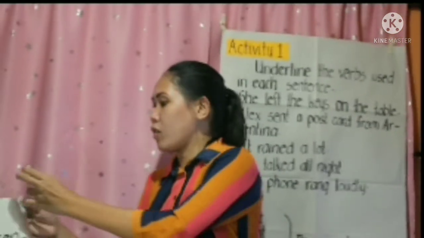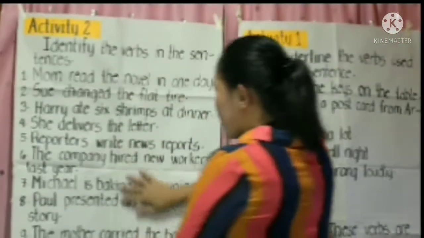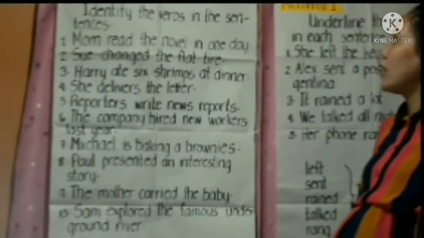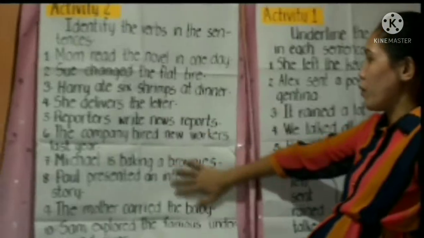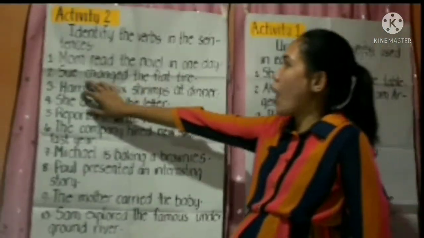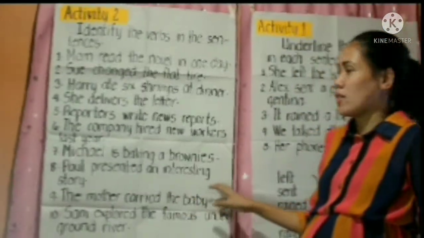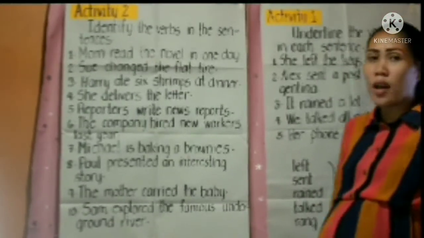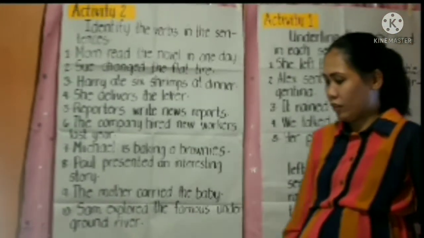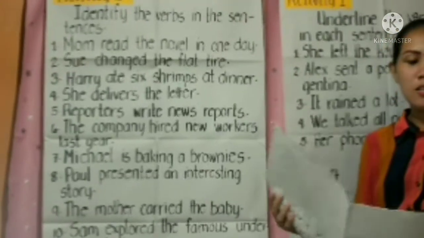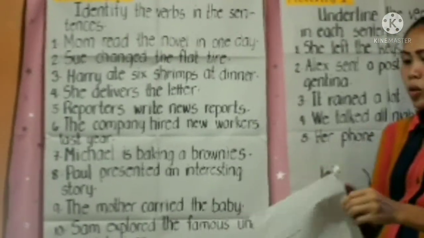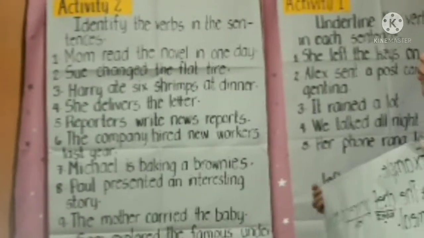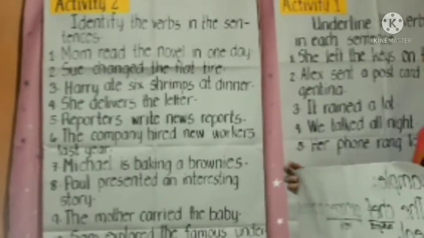Now let's have some more activities. So in this next activity, class, you are going to identify the verbs in each sentence. I will give you 3 minutes to answer. Okay, class, your time starts now. Okay, time's up. Are you done, class? Okay, very good. So, in number 1, what is the verb used?